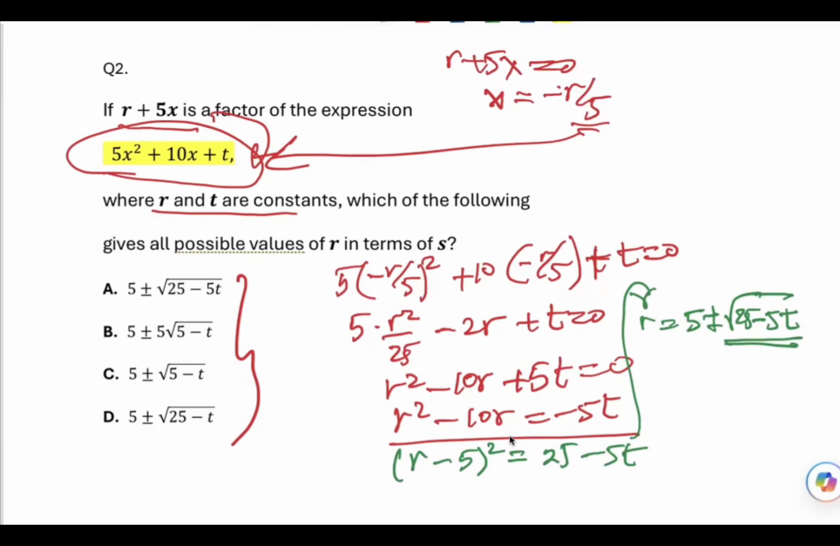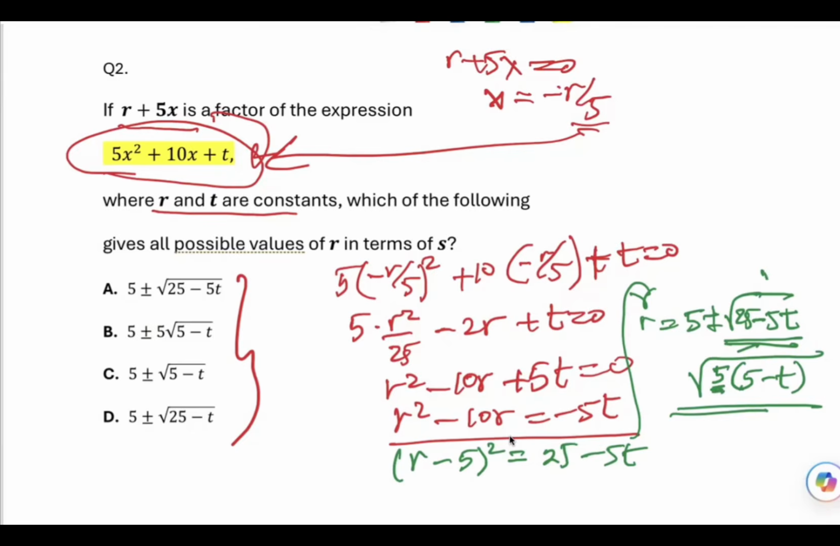Do not simplify anymore, because if you simplify, the number you're going to get is not a perfect square. What I mean is 25 minus 5T. If you try to simplify, you get 5 out, 5 minus T under the radical. But this is not a perfect square. So you're not going to get anything, right?